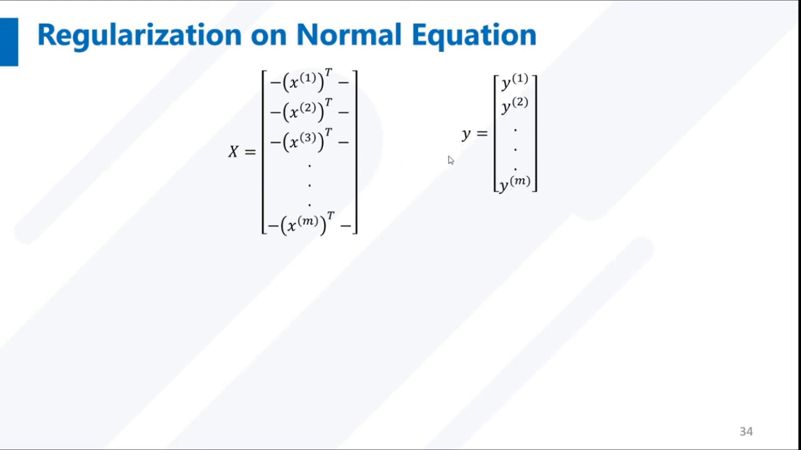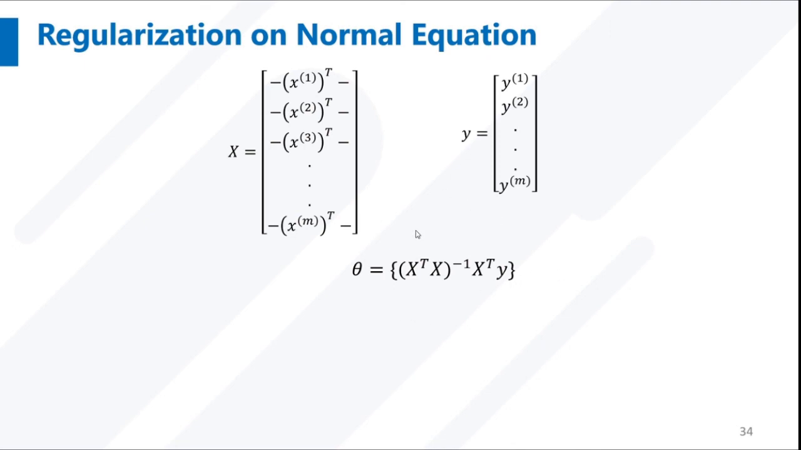Once you get capital X and small y, you have to solve the equation theta equal to X transpose multiplied by X, and the whole thing inverted, and then again multiplied by X transpose and also y. So that will give you the theta vector, and you can get this directly by solving this equation.